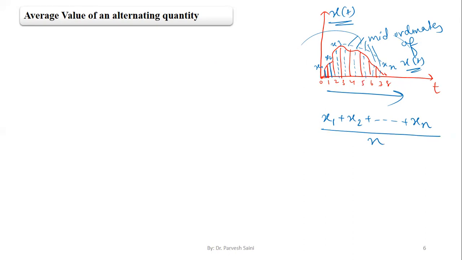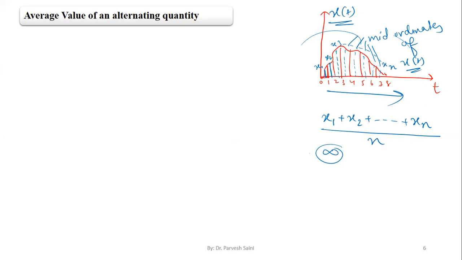But this is a method which is generally not well accepted, because of various reasons. The signal that we have is a continuous signal. If you see this signal, it is a continuous signal, and a continuous signal may have an infinite number of instants. So it may have an infinite number of mid ordinates.